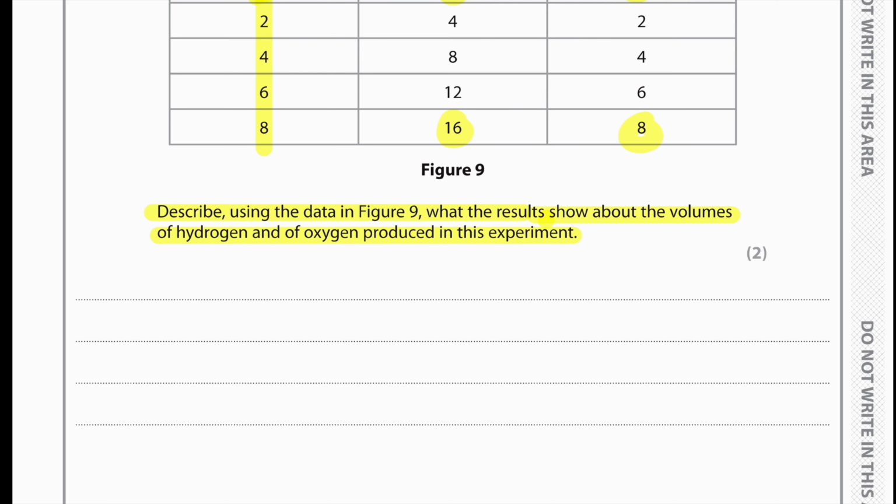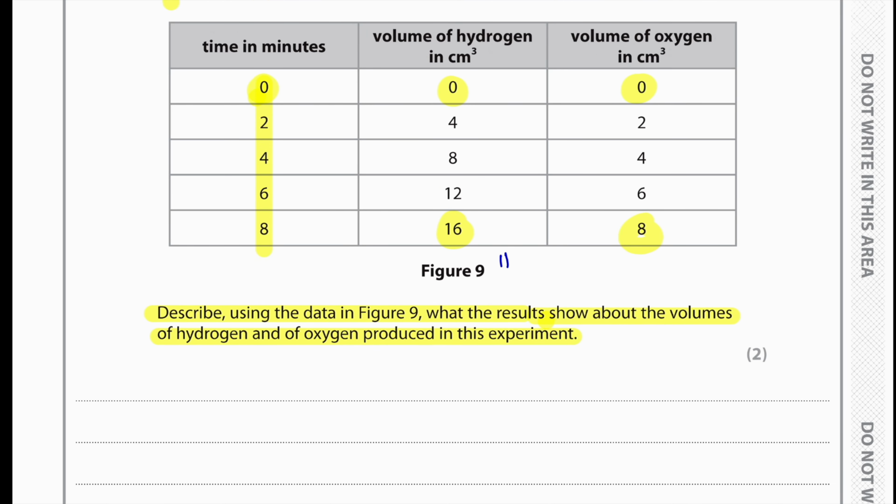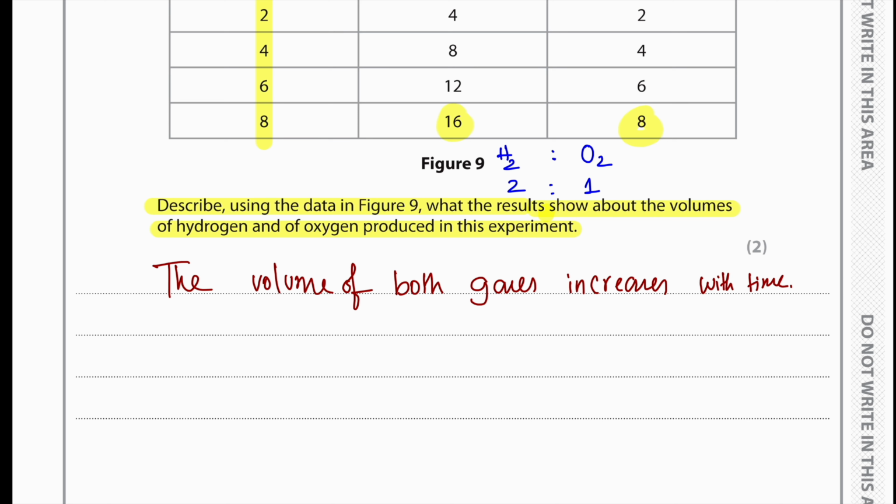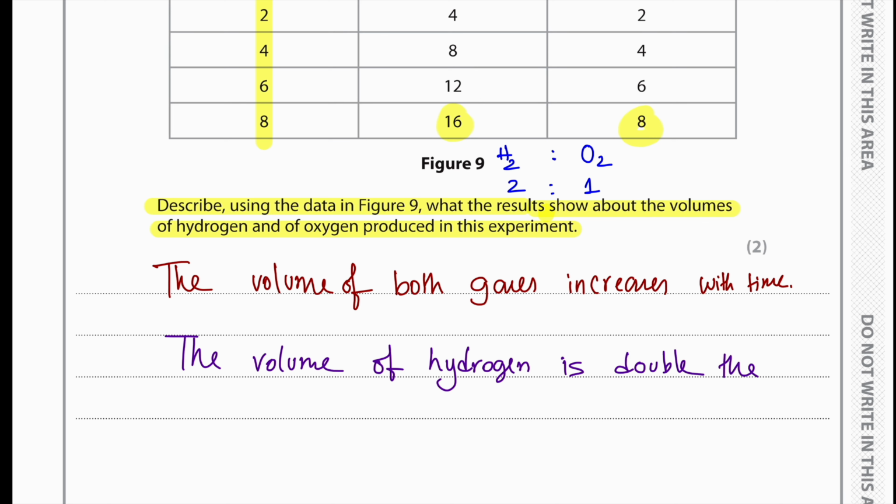First thing we can tell that they have a ratio of their volume with hydrogen to oxygen, hydrogen having 2:1. Now, we can give the description in the following way. The volume is going up for both oxygen and hydrogen with time. So volume is directly proportional to time. The other one we can say the volume of hydrogen is double the volume of oxygen. So it's in a 2:1 ratio.